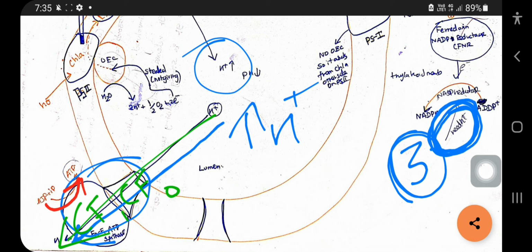Next, the ATP produced here and the NADPH produced here, both of these are energy carriers. They carry energy. How both of these are used is covered in the next part of the NCERT.